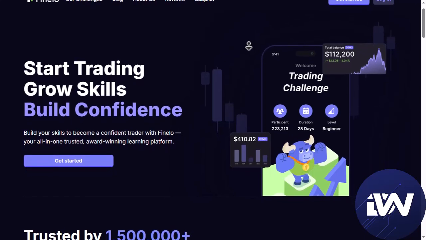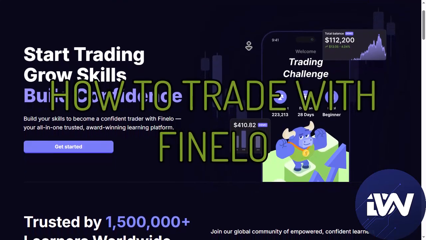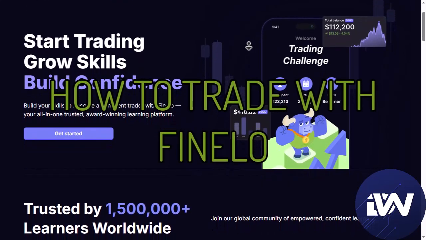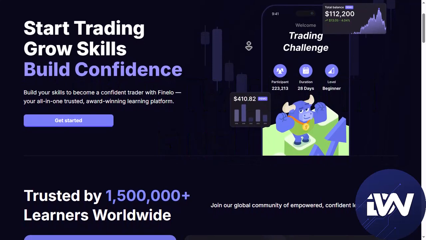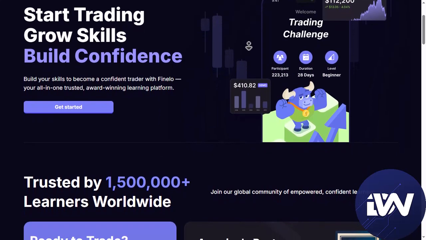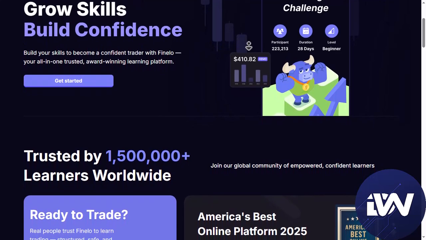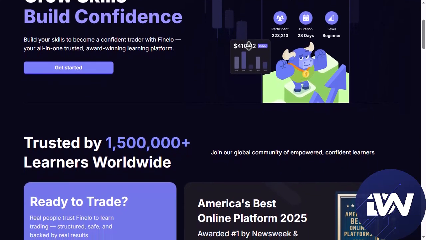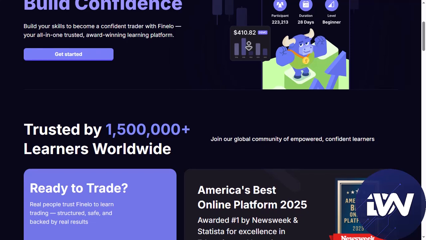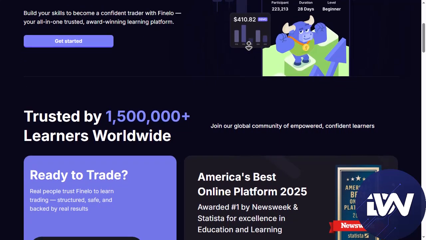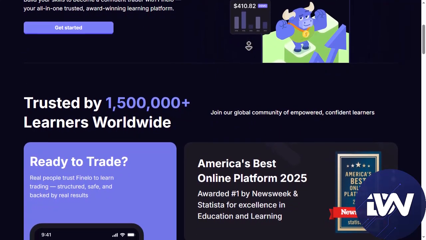Want to start trading with Finelo and make the most out of your investments? Here's a quick guide. First, sign up with the Finelo platform. Make sure your account is verified by submitting your ID and other necessary documents. Next, deposit funds into your account using your preferred payment method: bank transfer, card, or crypto if supported.